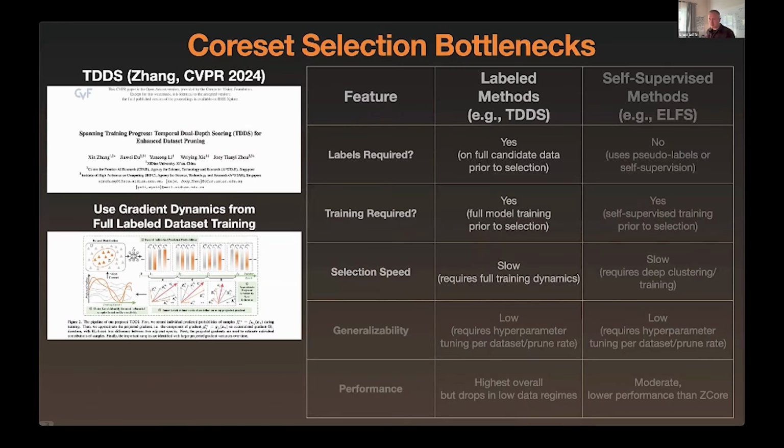So anyway, getting into more of the specifics, temporal dual depth scoring was originally presented at CVPR in 2024. And what they do is they assume that when you're going to go and select your Coreset, basically all the initial data set is labeled.